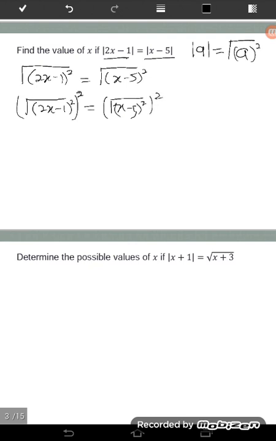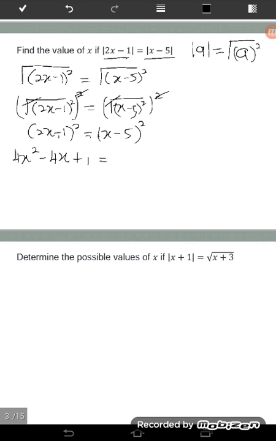Okay, so square root and square cancel. So this one also same. So you only have 2x minus 1 square is equal to x minus 5 square. Okay, so next expand power of 2. So you have 2x square, which is 4x square. And then negative 1 times 2 times 2x, so you have negative 4x. And positive 1 square, negative 1 square is positive 1.